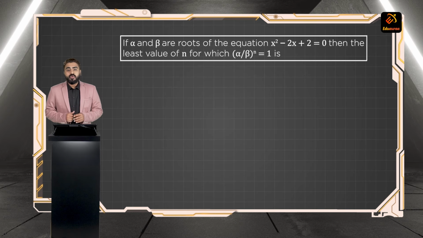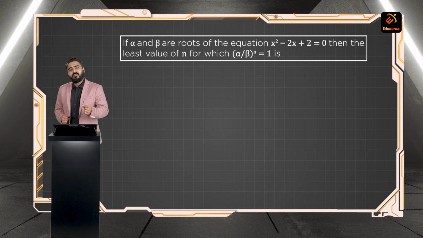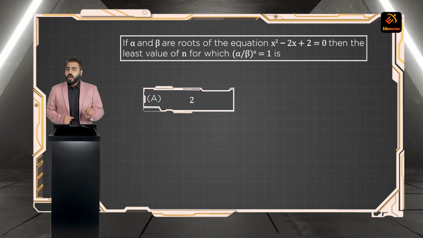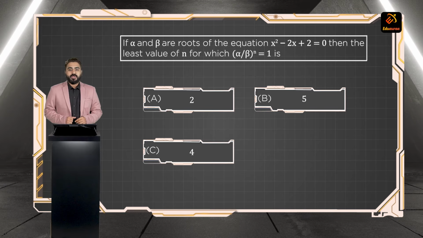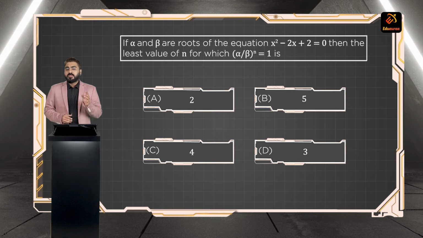So without wasting any time, let's start with the first MCQ, and the first MCQ is: if alpha and beta are the roots of the equation x square minus 2x plus 2 equals to 0, then the least value of n for which (alpha upon beta) whole raised to n is equal to 1 is, let's check our options. Option A, 2. Option B, 5. Option C, 4. And option D, 3. So students, this question was asked in our JEE Mains 2019 exam.